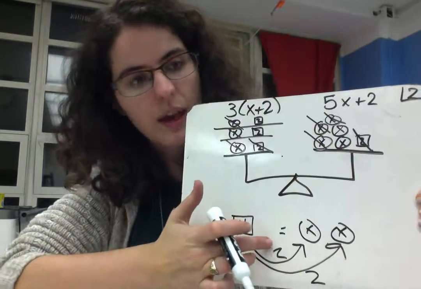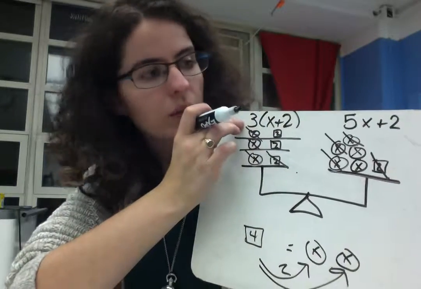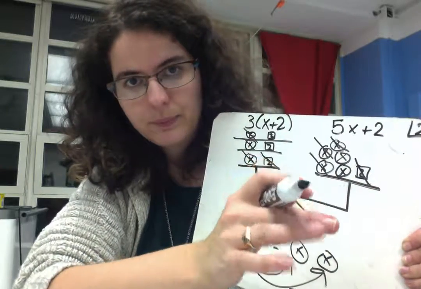And you could substitute that back into the original equation to check. 2 plus 2 is 4, times 3 is 12. 5 times 2 is 10, plus 2 is 12. Check.